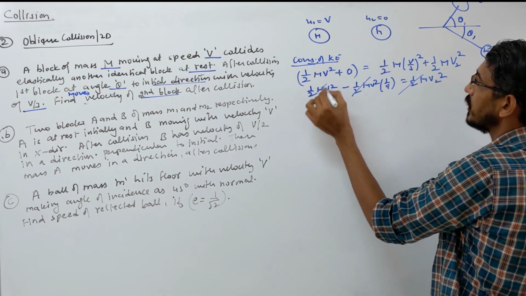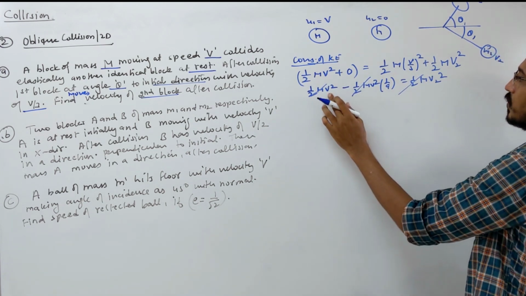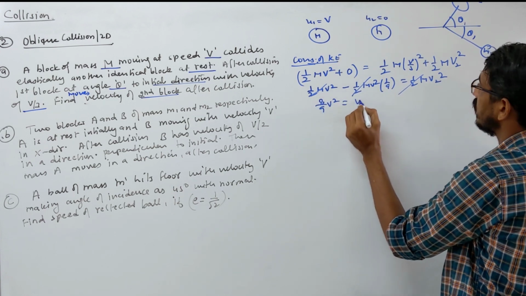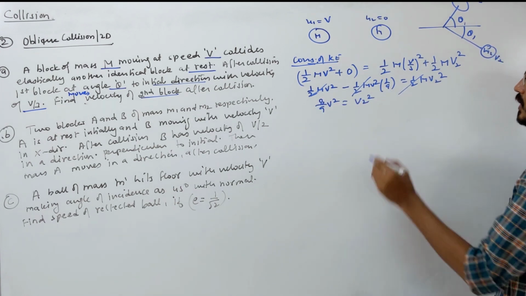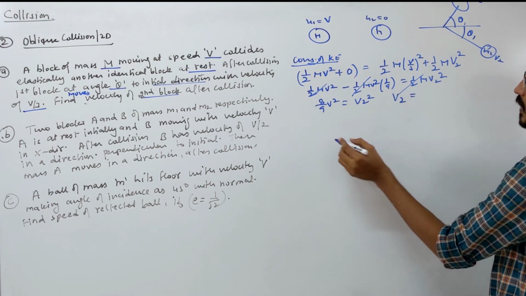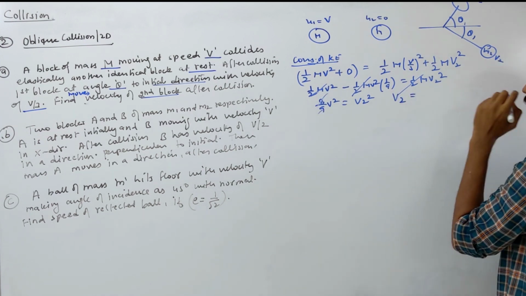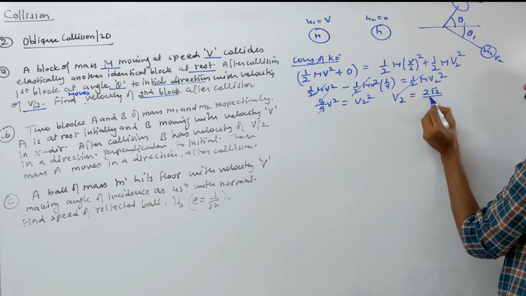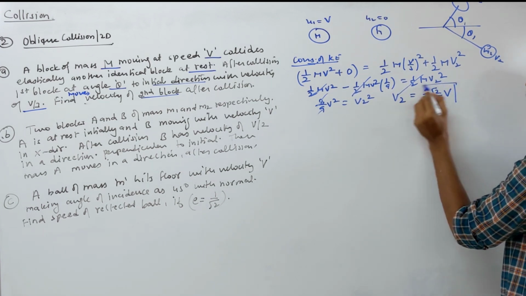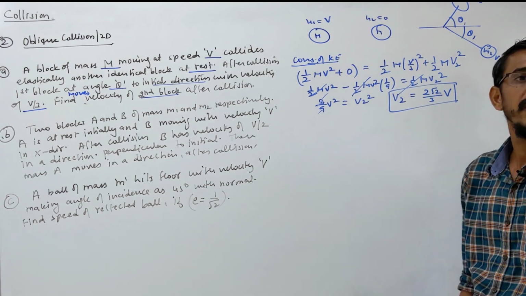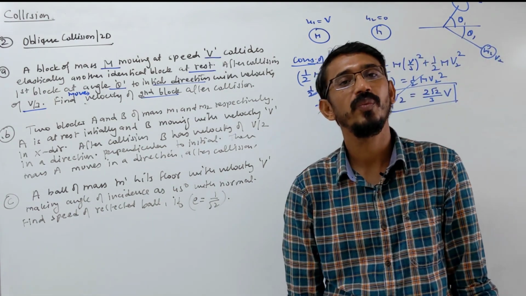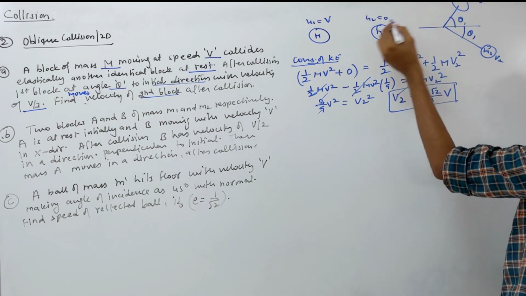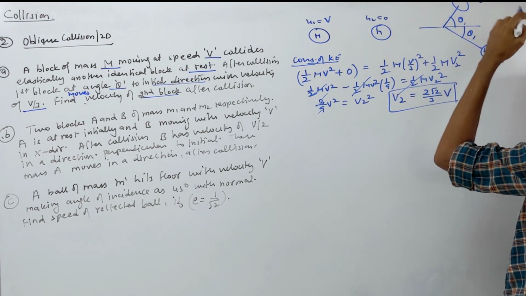Half and m, all these things you can cancel. So v square minus v square by 9 becomes 8 by 9 of v square, equal to v2 square. So v2 will be simply equal to the square root of this, which is 2 root 2 by 3 times v. That's your answer simply. So here there is no need to write conservation of momentum. Suppose this velocity was also unknown, then you would write conservation of momentum to calculate the velocities, right?